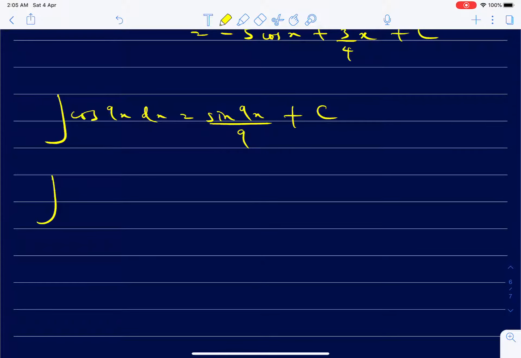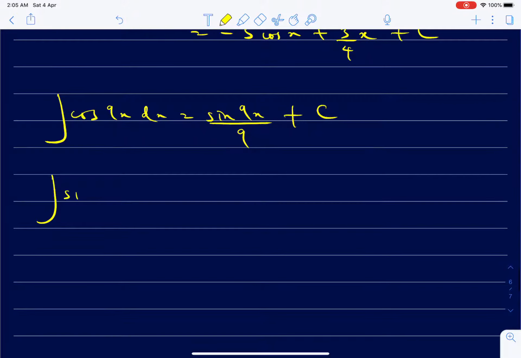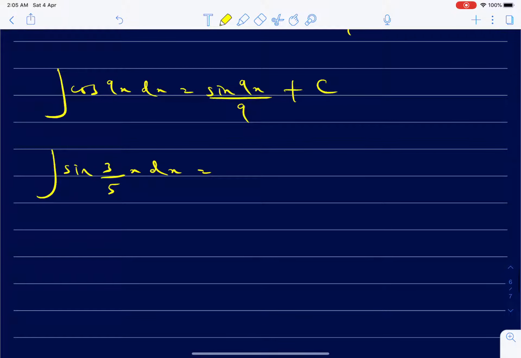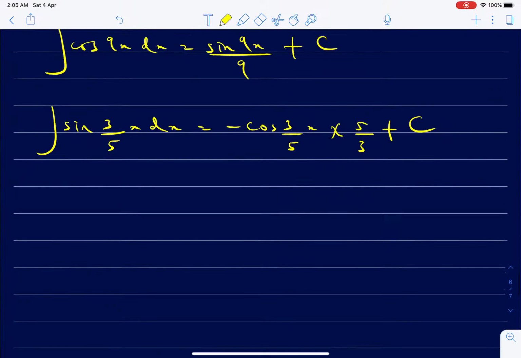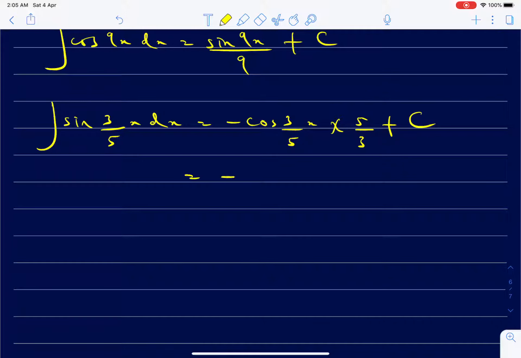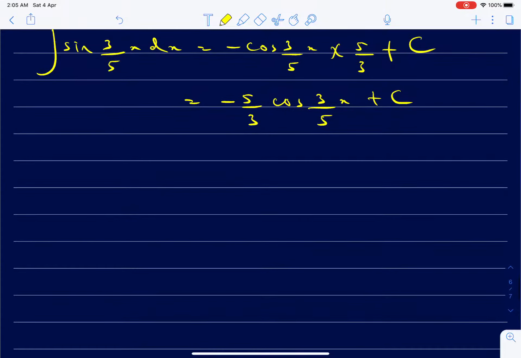So the next is evaluate the integral of sine 3 over 5x with respect to x. This is the same as when you integrate sine, you get minus cos 3 over 5x divided by 3 over 5, which is times 5 over 3 plus c. And that's equal to minus 5 over 3 cos 3 over 5x plus c. Now to the next.